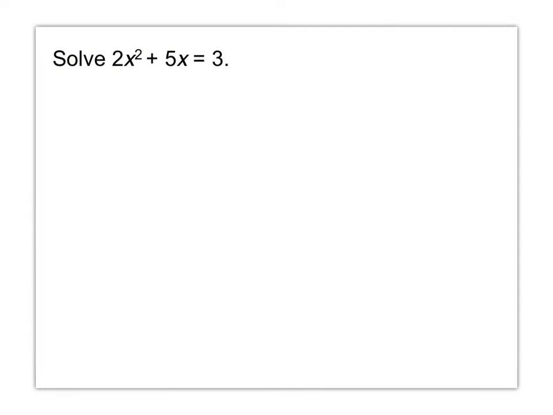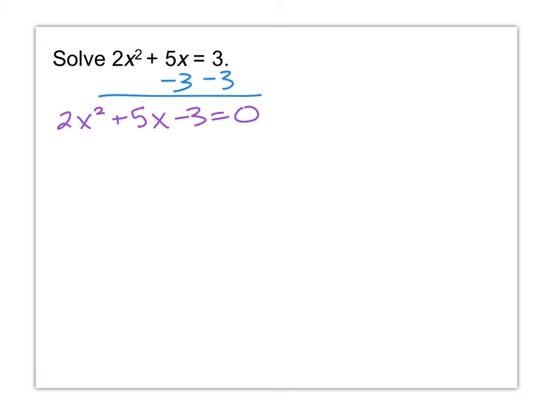Let's solve this quadratic equation. We need to first make sure the equation is written in standard form. In other words, rewrite the equation if necessary so that one side is 0. To do that, we can subtract 3 from both sides. Our equation becomes 2x squared plus 5x minus 3 equals 0.